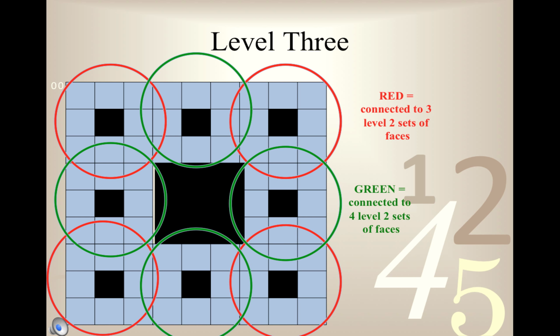Wonderful! Now we can tell that each of the corner level 2 subfaces represents 3 sets of subfaces, and each of the middle level 2 subfaces represents 4 sets of level 2 subfaces. Let me say that again for clarity, as you folks at home may not necessarily have the benefit of a physical model. Each of the corner level 2 subfaces, circled here in red, represents 3 sets of subfaces, and each of the middle level 2 subfaces, circled here in green, represents 4 sets of level 2 subfaces.